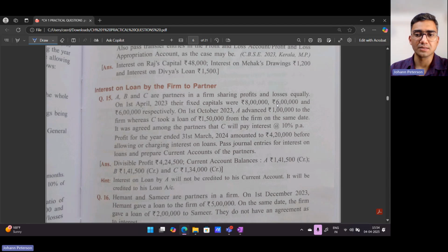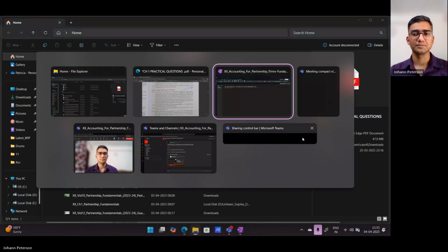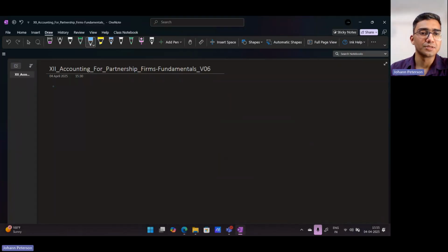It was agreed among the partners that C will pay interest at the rate of 10% per annum. So when A has also given a loan, this will be at 6% per annum. Nothing is mentioned, so we will assume it as 6%. Profit for the year ended 31st March 24 amounted to 4,20,000 before allowing or charging interest on the loans. Pass journal entries for the interest on the loans and prepare the current accounts of the partners. Okay, so first we'll write the journal entries. This is solution 15.